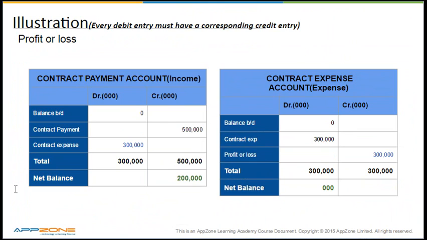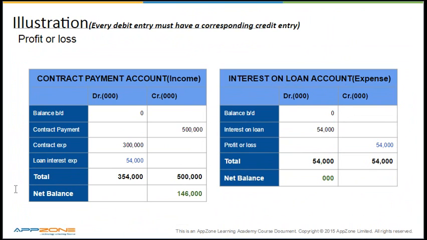Moving forward, we also incurred, like we mentioned earlier, a loan interest expense, interest on the loan, which is the price paid for the money borrowed, to the tune of 54 million naira. If we look at our screen, our interest on loan expense account has an initial debit of 54 million naira. That 54 million naira is an expense and is going to be given to our income account.